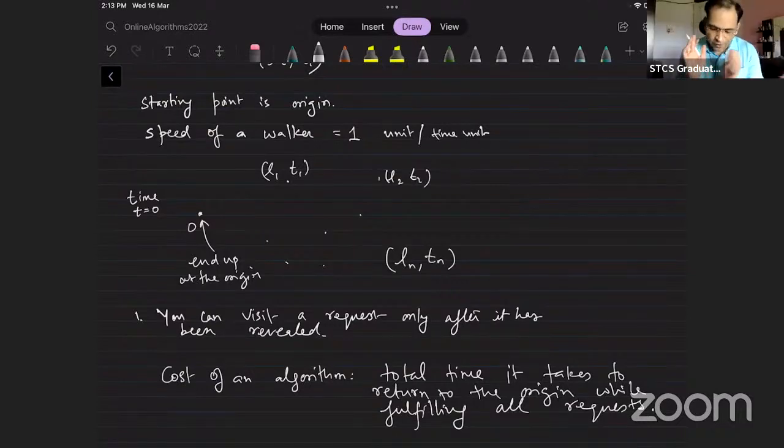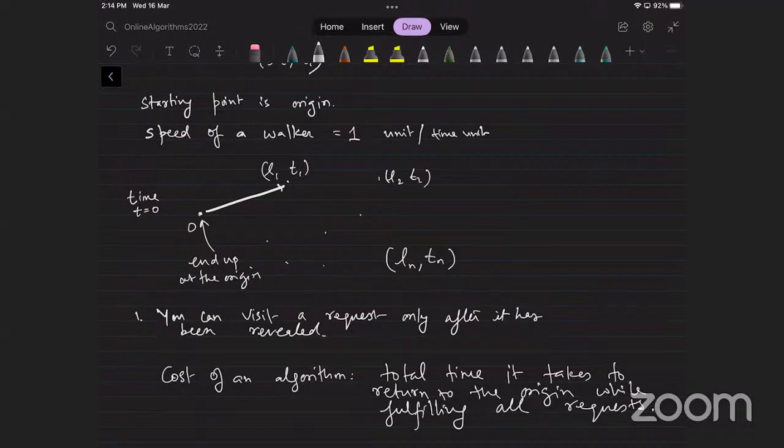See, it's a weird version of traveling salesman. It's not the usual version where you're given a graph and you're allowed to travel. Here, what is happening is your starting point is 0, the origin. Now, the first request is revealed, L1 T1. You may or may not go straight. You can wait. That's up to you. You can wait for L2 T2 to appear and then figure out whether it's better to go first to L2 before you go to L1, and so on and so forth. All I'm going to count is the total time you take to come back to the origin after fulfilling all the requests. And a request can be fulfilled only after visiting that location after it has been revealed.